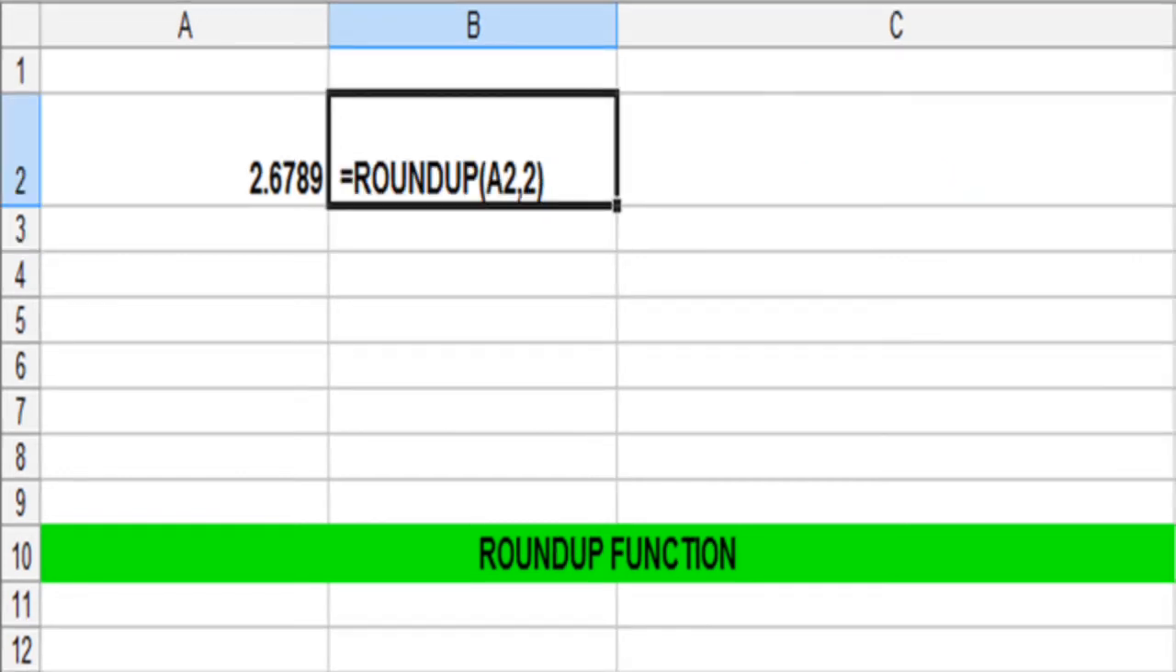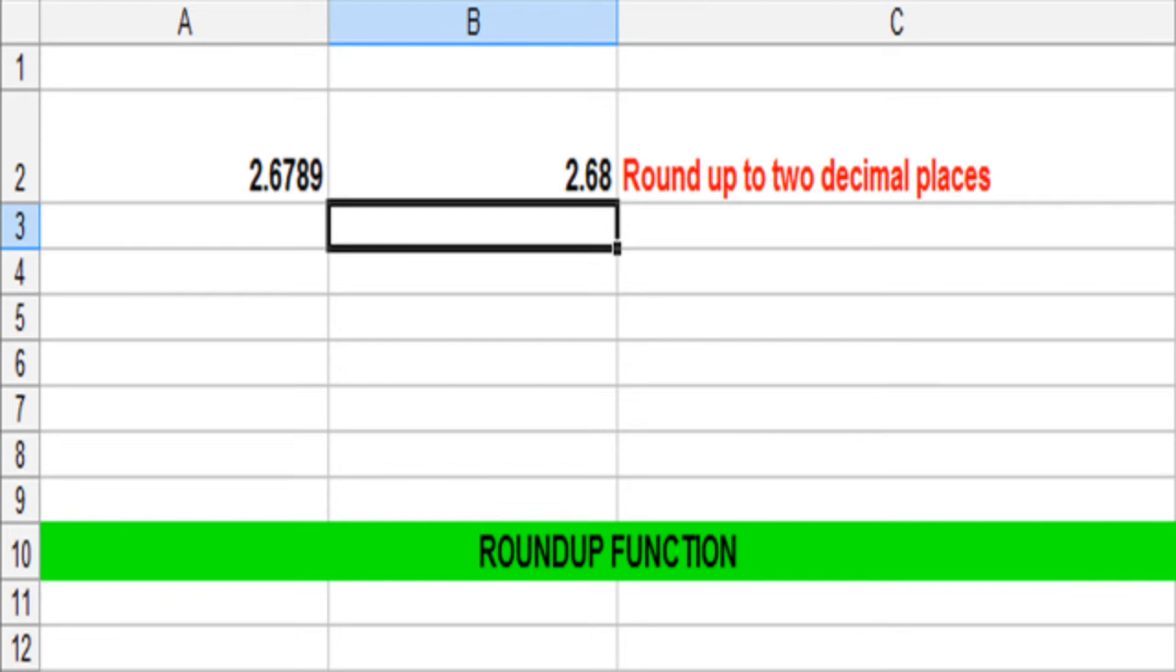Round up to two decimal places. The formula is equals ROUNDUP(A2, 2). Press enter. Rounded up to two decimal places. Output number is 2.68.